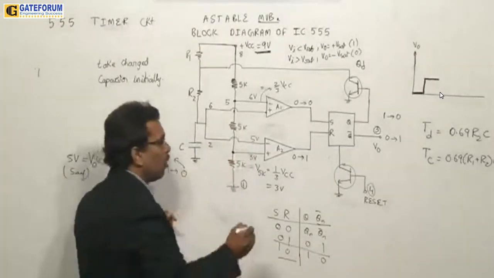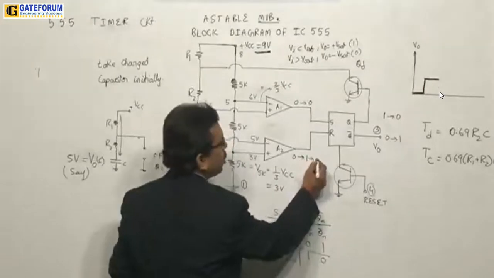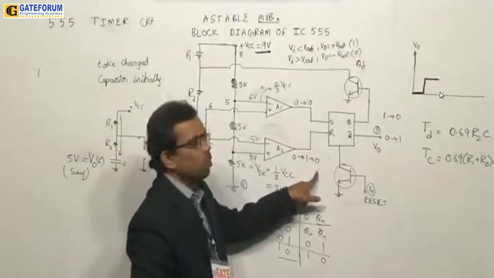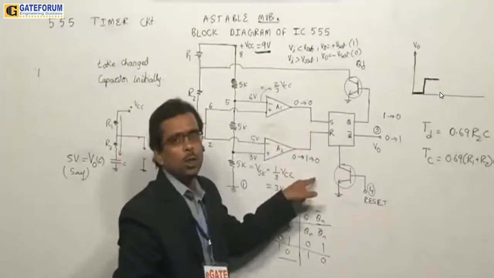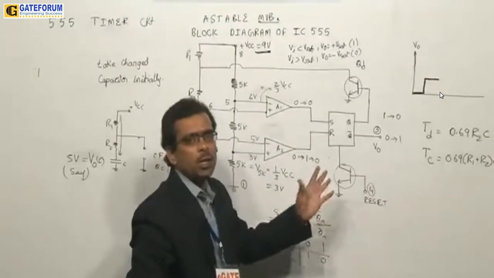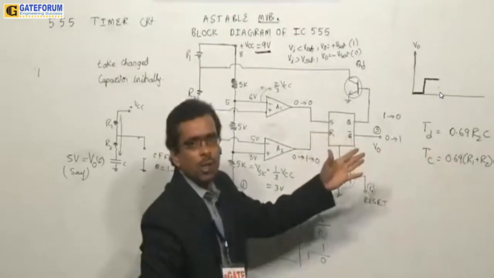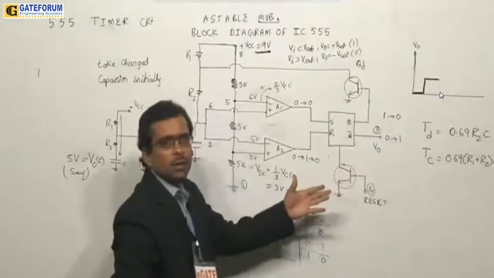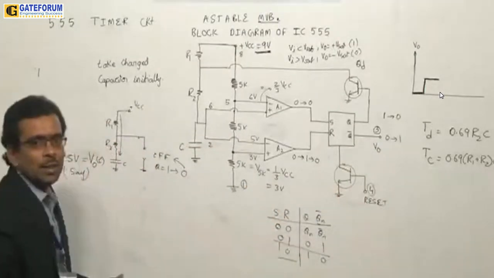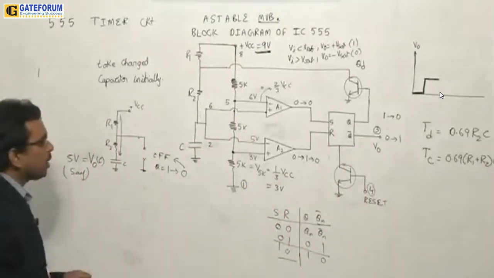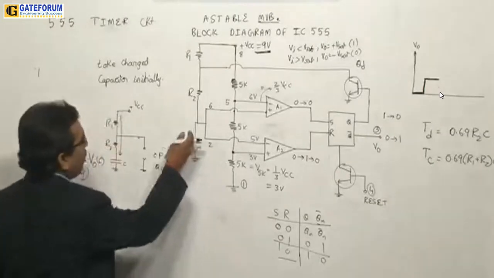Say it is 5. Now the input is greater than the reference, or 4. Immediately this will change to 0. When this is 0, this is 0. When the inputs of the flip-flop are 0, the output is not going to change. It continues in the previous state. So you can observe here that it is going to continue in the previous state.